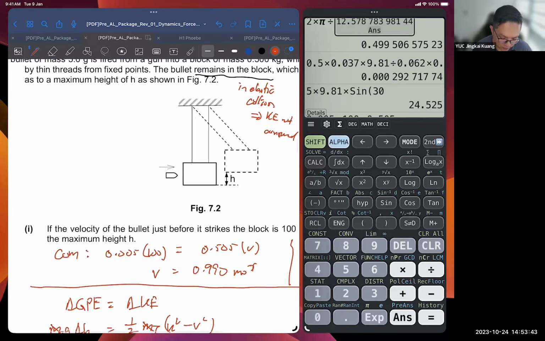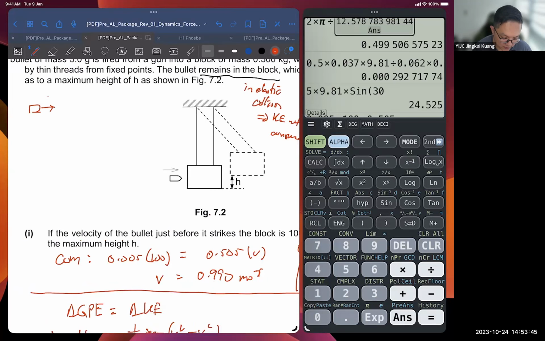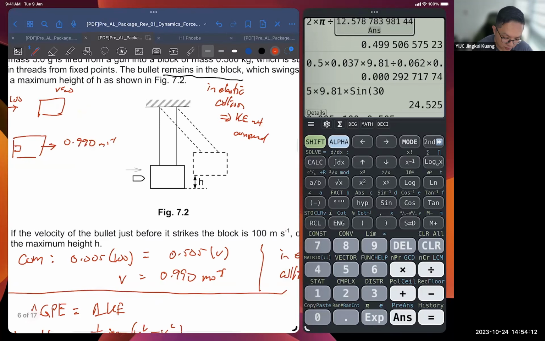You draw it this way. So let's say your bullet comes in with V equals 100, right? The block is here, so this V is 0. After it, it becomes like that. The whole thing gets stuck inside. Then this guy now has a velocity of 0.990 meters per second. Then after that, you will swing upwards. So you go up to a higher height.